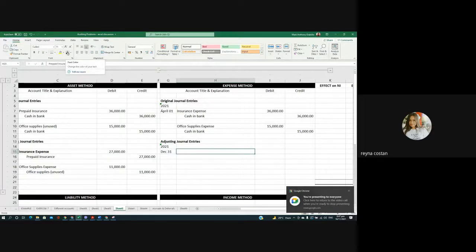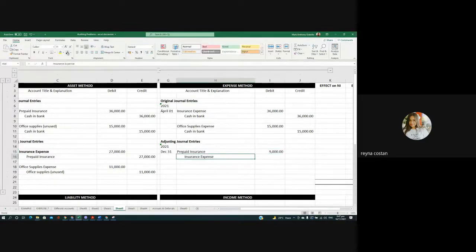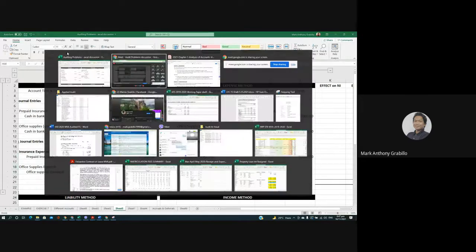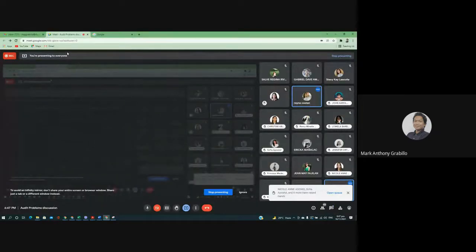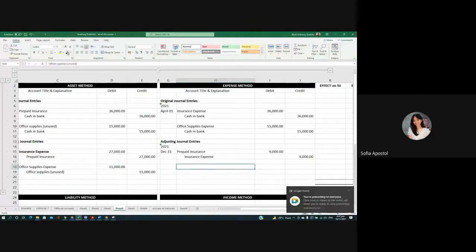Sa insurance pa rin po ba, sir? Yes, kapag insurance. Debit prepaid insurance 9,000 and credit insurance expense 9,000. That's correct. And how about for the office supplies? Sophia. Debit office supplies 4,000, credit office supplies expense 4,000.